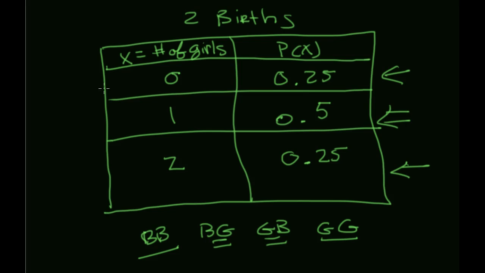So this would be a probability distribution. We have the possible values for X. We have the probabilities that correspond to each of those. If you add these up, you get 1, and they're all between 0 and 1. So there you go. This is the basics of probability distributions.